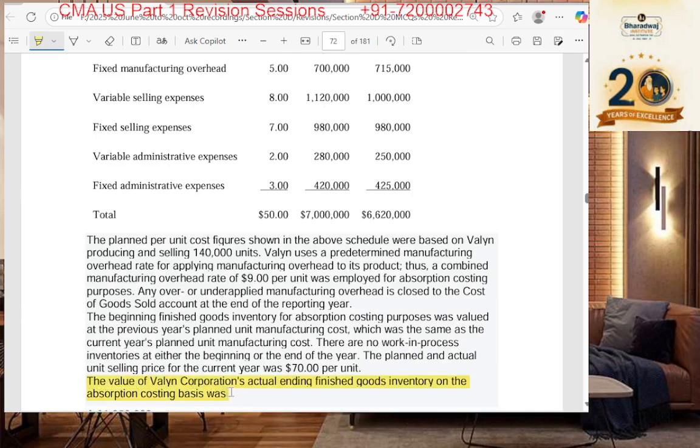They ask you to value actual costing finished goods inventory.